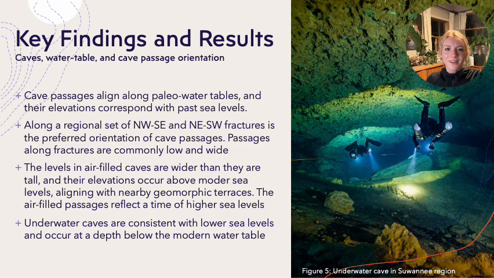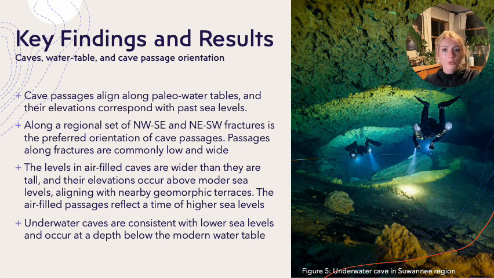The results and key findings of this research concluded that caves organize along a paleo water table, and it cuts across geological structures. The elevation of these cave passages correspond to past sea levels. It was discovered that cave passage orientations revealed a preferred alignment along a set of northwest-southeast and northeast-southwest fractures. Passages oriented along fractures tend to be low and wide. Changing sea levels greatly influence the formation of this environment.